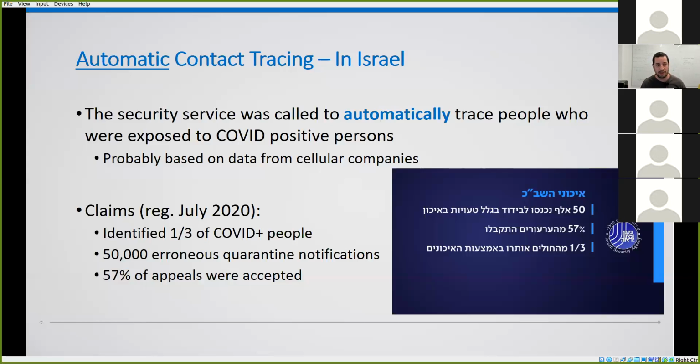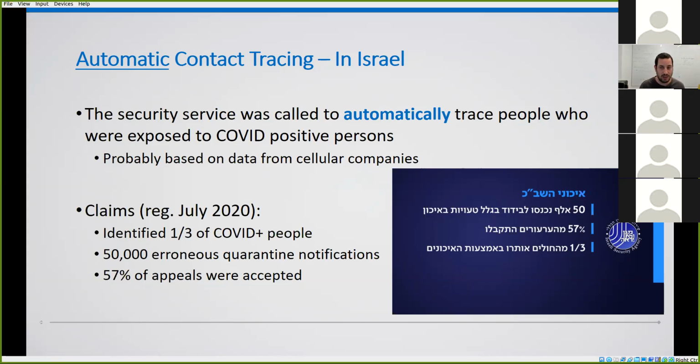And apart from the clear privacy violations, this tool was not very effective. The data was probably not accurate enough. There was a very large number of false positives. It only identified about a third of the COVID-19 people, and there was a very difficult process of trying to appeal this quarantine.